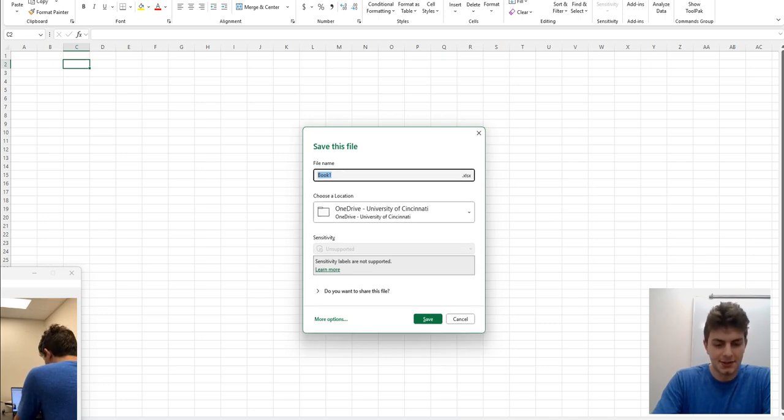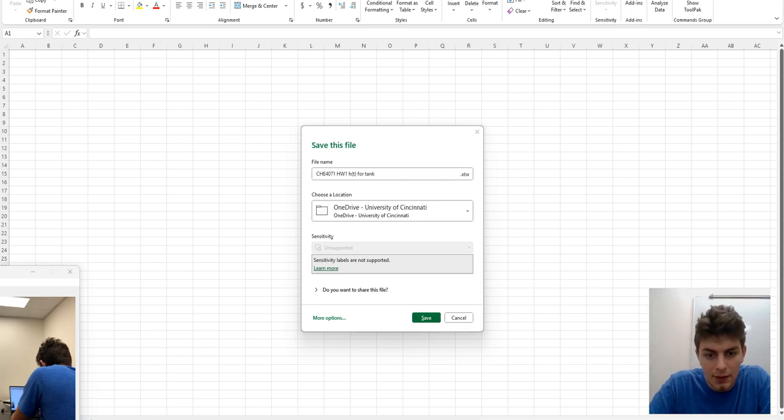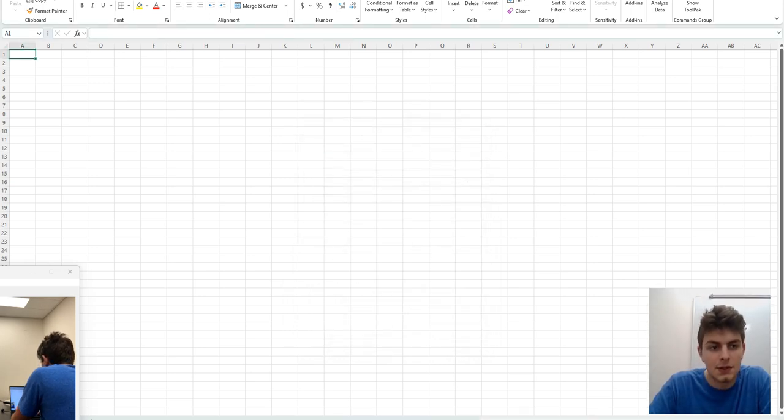So let's go ahead and call this varying liquid height. Or we could say height as a function of time for a constant cross-section tank. How about that? And I'm going to call this what my course name is for it. And with that, go ahead and hit save. All right.